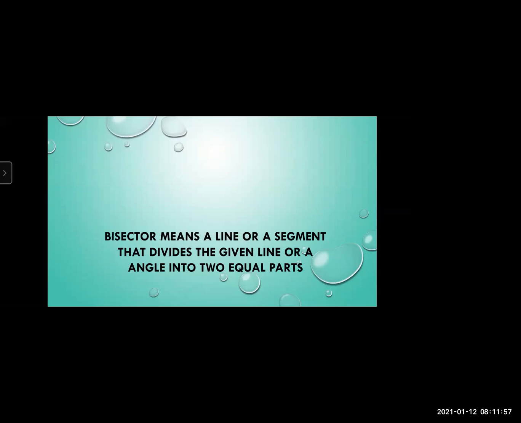Bisector means something simple: a line or a segment that divides another given line, or any angle, into two equal parts. In short, a bisector is the line which divides a line into two equal parts. Now, the perpendicular bisector of a line segment.